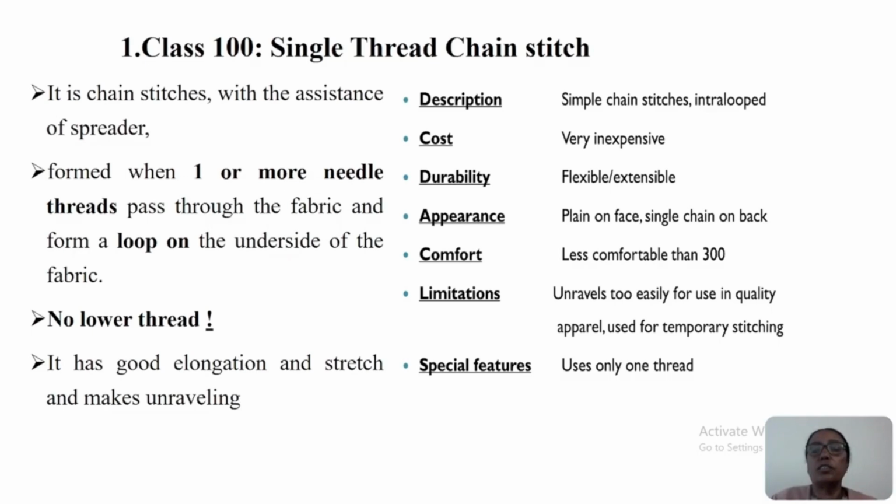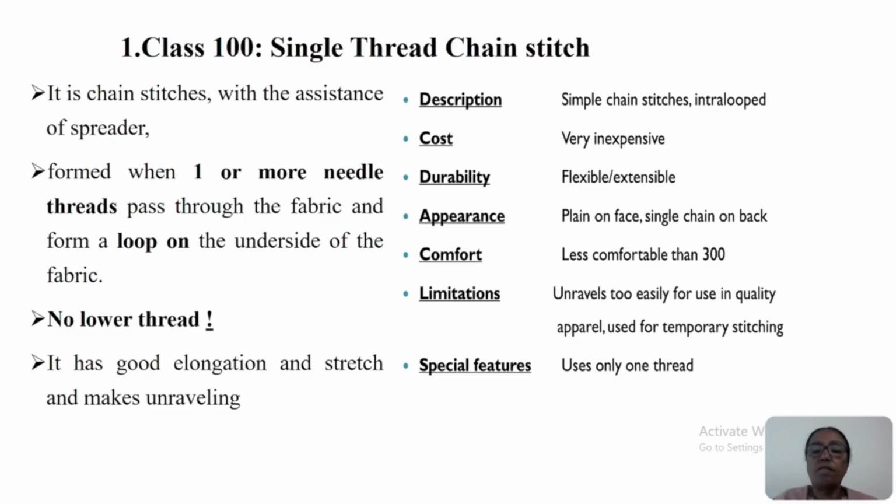Description: simple chain stitch, intraloop. Cost: very inexpensive. Durability: flexible and extensible. Appearance: plain on face, single chain on back. Comfort: less comfort than 300. This class 100 stitch is less comfortable than that of 300, because 300 is more comfortable and a good stitch type. So those stitches have their own classification in each class.